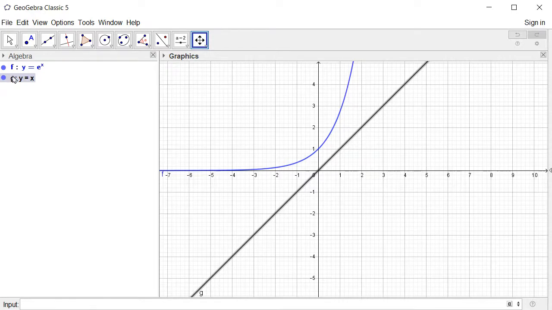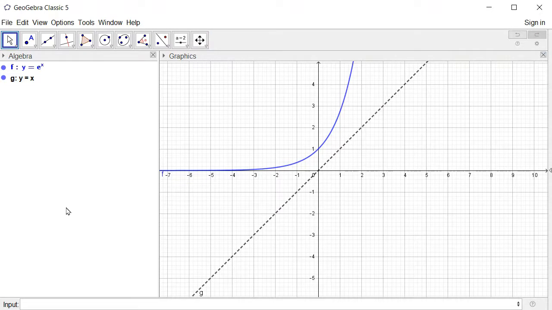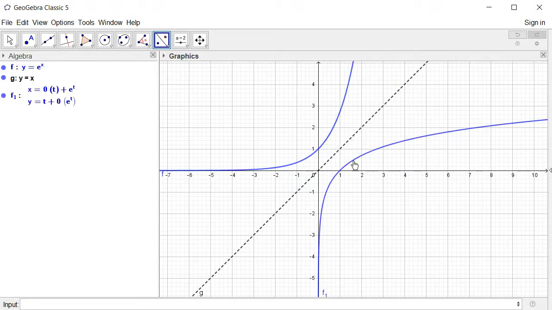I'm going to make it look a little bit different, a dotted line. So we have that. The natural log function is going to be a reflected version about this line, so let's do a reflection. I can do this with reflect about a line. I take this graph and reflect it about this line here. This is going to be the graph of the natural log function.